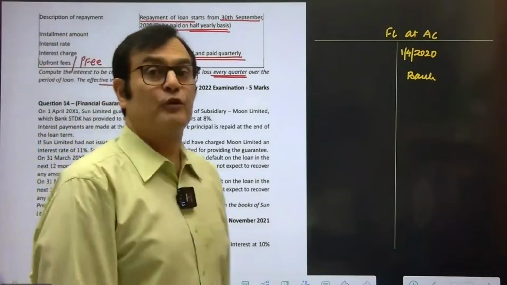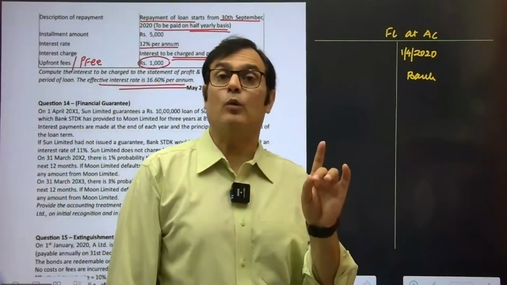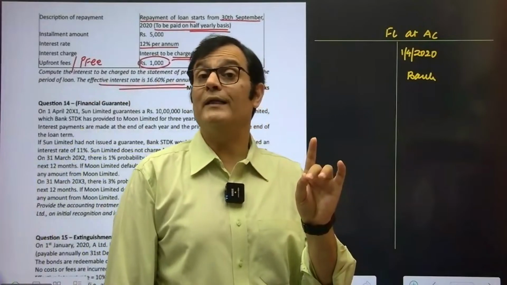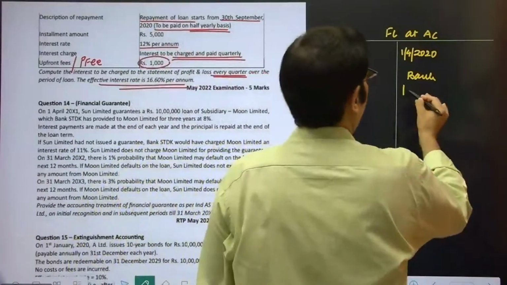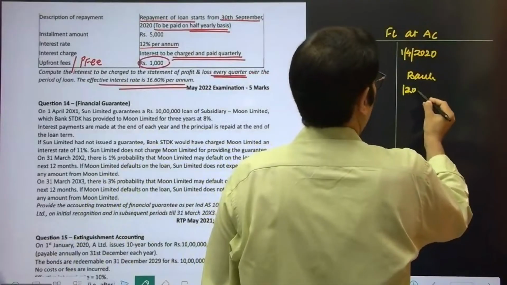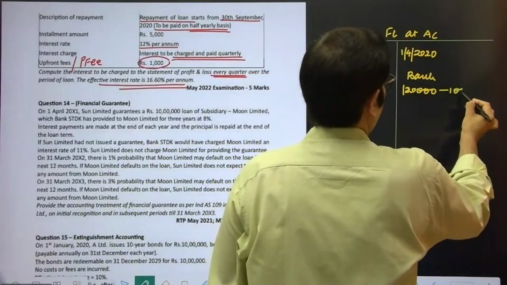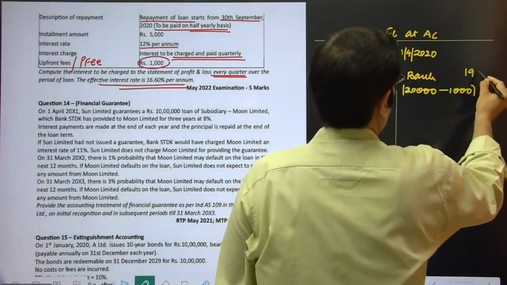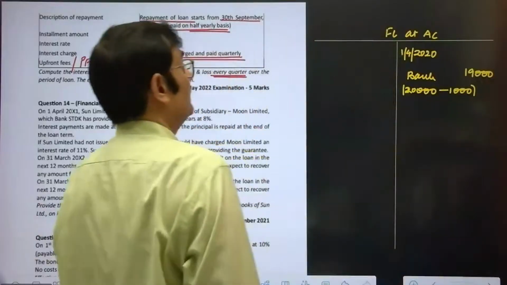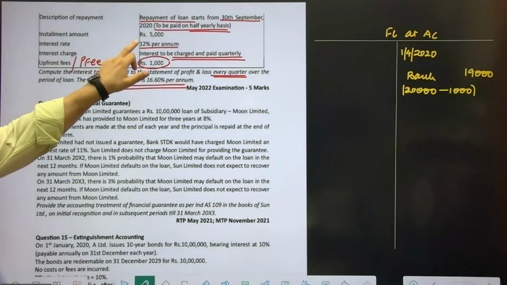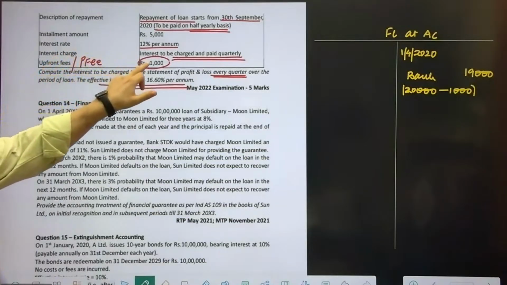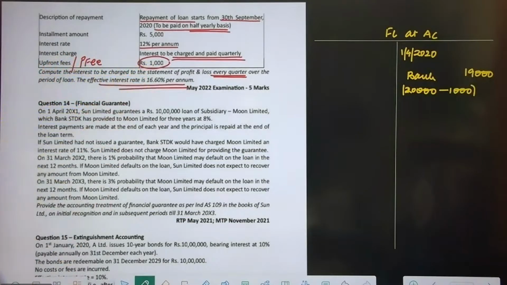The loan is taken for 20,000 with a processing fee of 1,000. So what will be the value of initial recognition? 19,000. That's right. So 20,000 minus the processing fee, this gets recorded at 19,000. Now we need to be careful on the dates. The repayment of the principal is 6 monthly, but the interest is calculated on a quarterly basis.